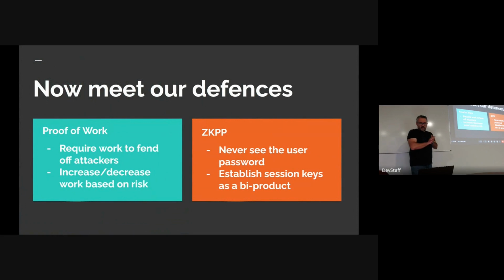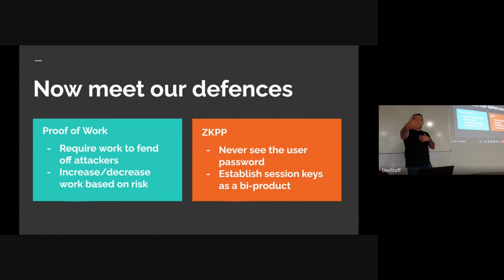Okay. So let's meet our defenses. As I said previously, there are two protocols. The first protocol is called proof of work. This is to fend off attackers because we require an attacker to solve a puzzle, and this puzzle requires him to perform some work. This way, when a surge of requests come in, you are able to make the work harder and slow him down.